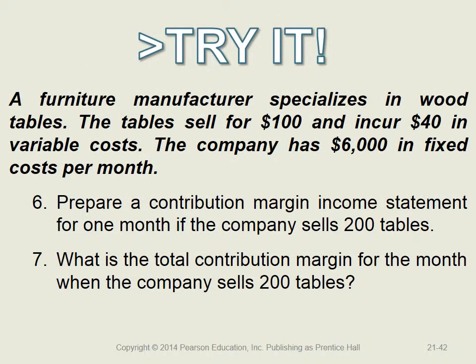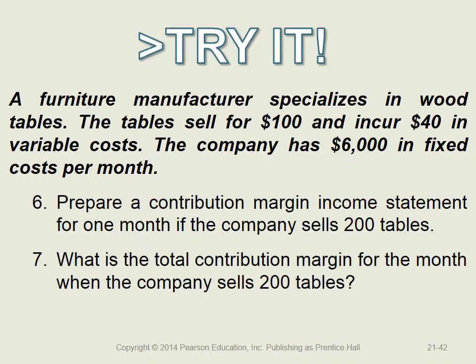For this, try it. A furniture manufacturer specializes in wood tables. The tables sell for $100 and incur $40 in variable costs. The company has $6,000 in fixed costs per month. For number 6, prepare a contribution margin income statement for 1 month if the company sells 200 tables. And then for number 7, what is the total contribution margin for the month when the company sells 200 tables?